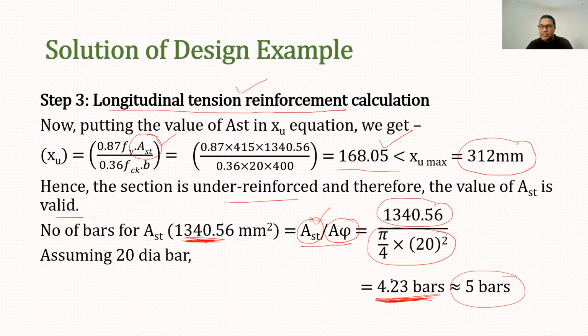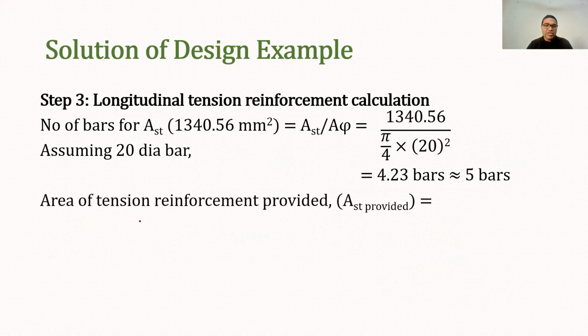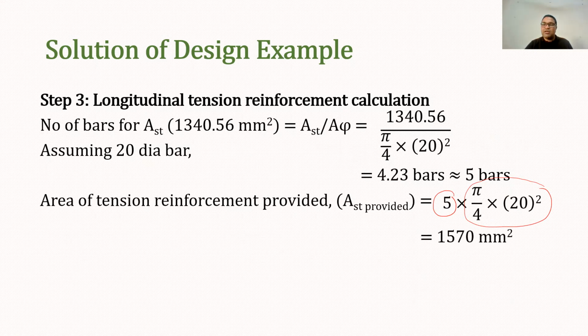So as you can see, this is the required number, but we are providing more than required, which means the area of steel provided will be more than this area. So let us see what the area of steel will be. Area of tension reinforcement provided is the number of bars multiplied by area of cross section of one bar. So we have provided 5 bars, 5 bars multiplied by area of cross section of one bar. So the total area of steel that we have provided is 1570 mm square. So that is the tension reinforcement that we have provided.